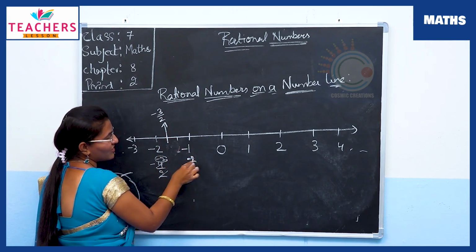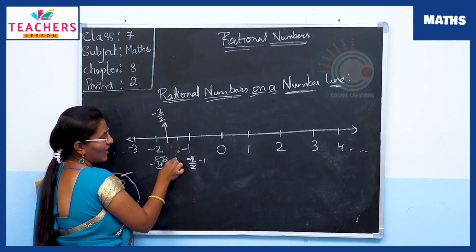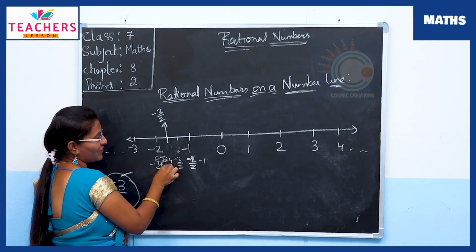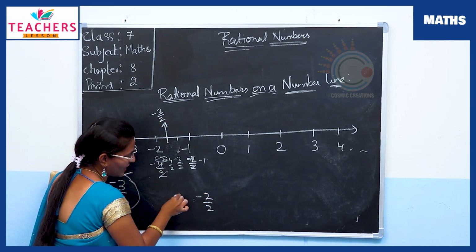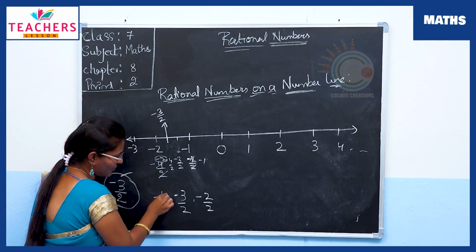So minus 2 by 2 is what? Nothing but minus 1. Okay. Next, minus 3 by 2 and minus 4 by 2. So what all numbers can it lie? Yes, it is minus 2 by 2, minus 3 by 2 and minus 4 by 2.